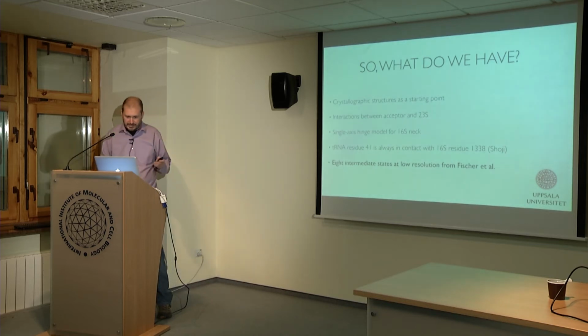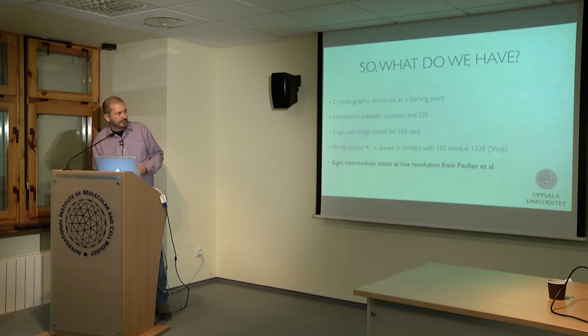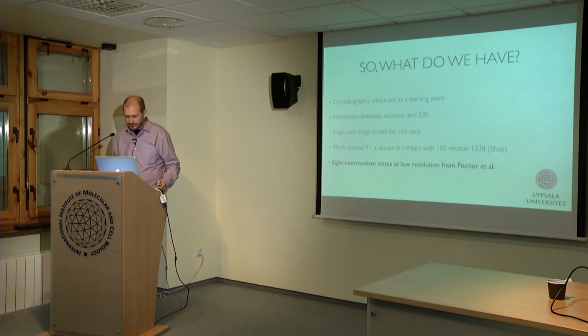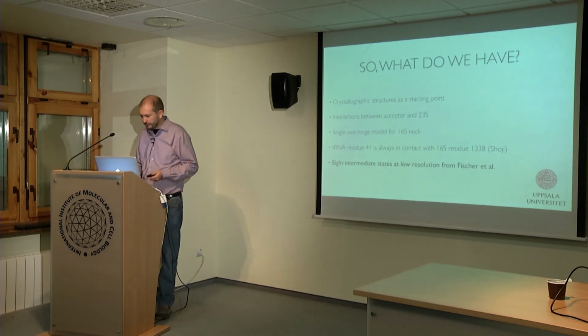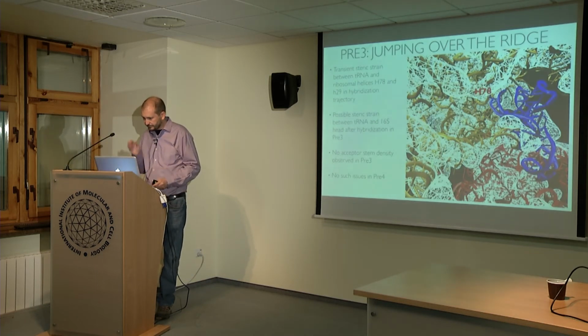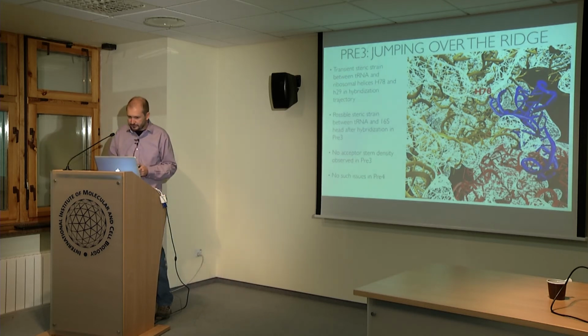So we have the density maps. We know the base pairing interactions between the tRNAs and 23S. We have the single axis hinge model for the 16S that we described earlier, and this contact between tRNA and the 16S head. And again, these 8 intermediate states at low resolution. So we're going to combine all this data, like I say, by using this semi-flexible fitting algorithm. And we found a few interesting things.